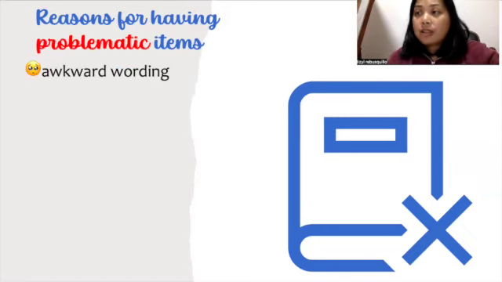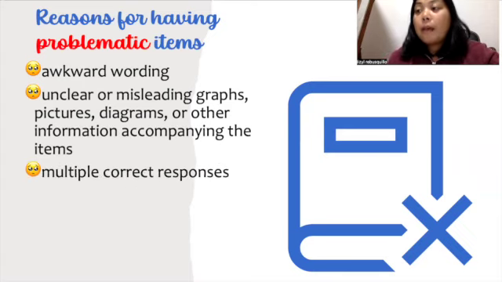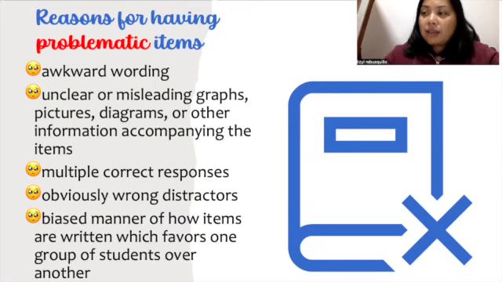Awkward wording, causing students to be confused when responding. Unclear or misleading graphs, pictures, diagrams, or other information accompanying the items. Presence of multiple correct responses na dapat isa lang naman ang sagot pag multiple choice, di ba? Pwede din namang due to obviously wrong distractors o kaya incorrect options for multiple choice items that lead to increasing the chance of getting the correct answer. And biased manner of how items are written, which favors one group of students over another.